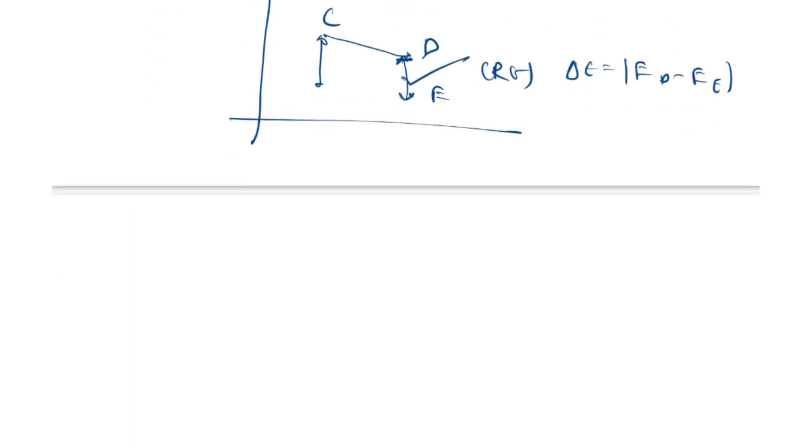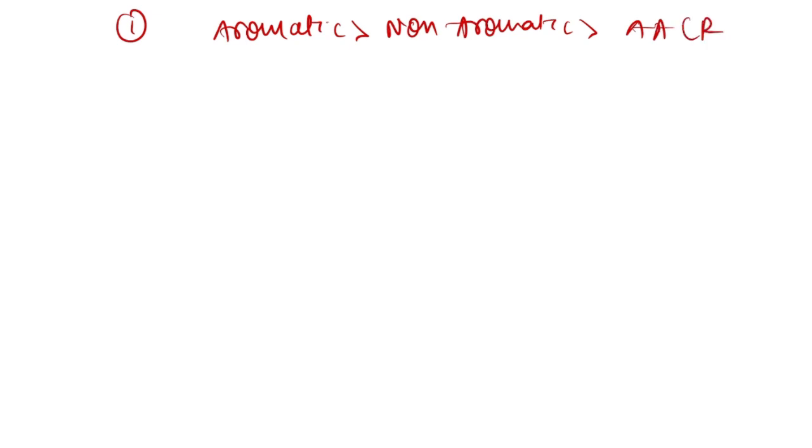So how do we determine the order of resonance energy? Every time we are not able to draw the diagram. So the first rule is that aromatic has the highest resonance energy, then non-aromatic, then anti-aromatic. This is the order of resonance energy. If we talk about this one, it is the aromatic compound and this is the non-aromatic compound. So resonance energy will be greater in the case of aromatic.